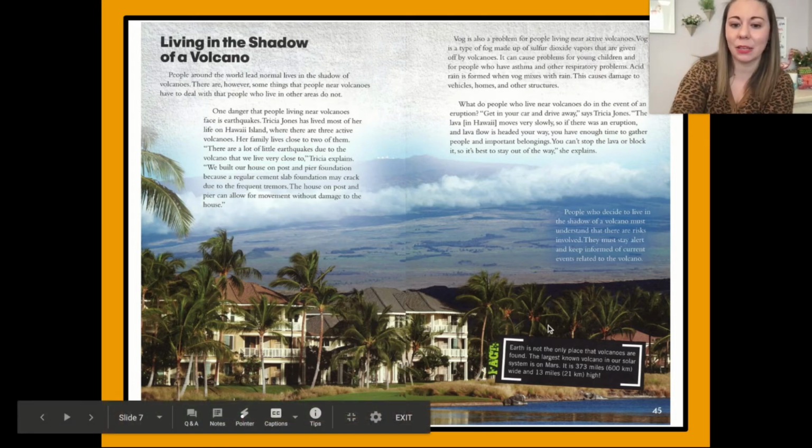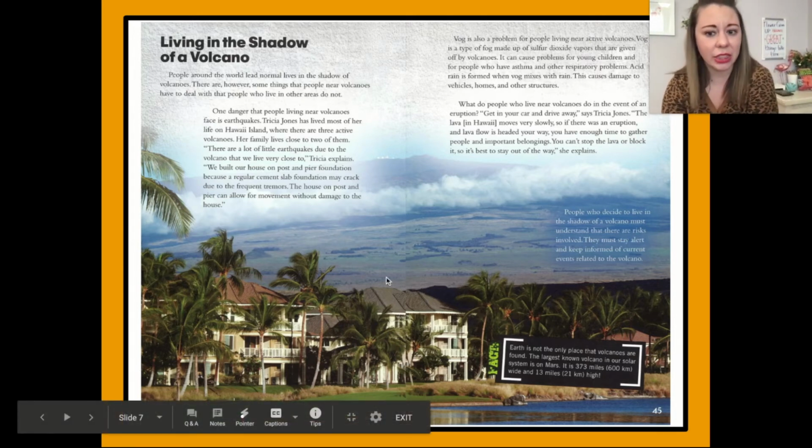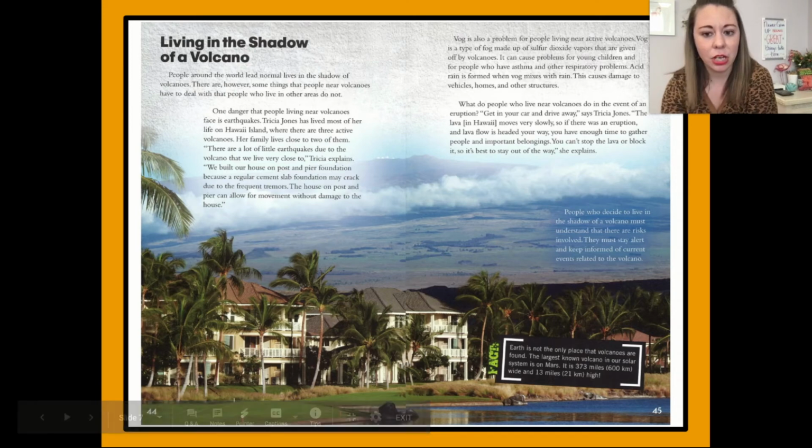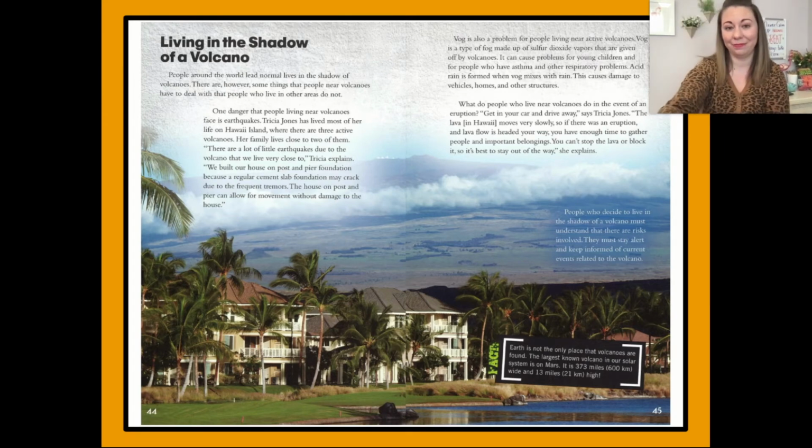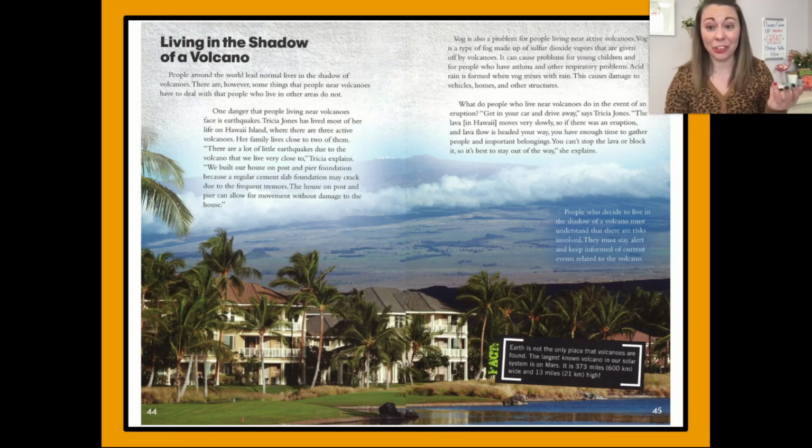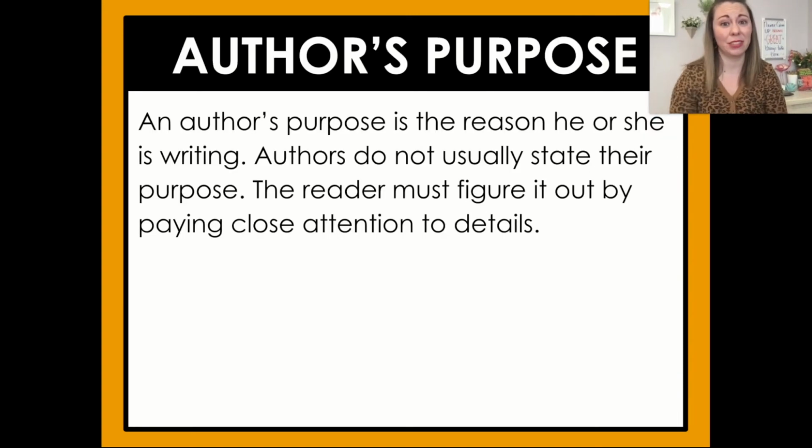And then our fact at the bottom of the page says, Earth is not the only place that volcanoes are found. The largest known volcano in our solar system is on Mars. It is 373 miles wide and 13 miles high. Cool. So again, Earth is not the only place we find volcanoes.